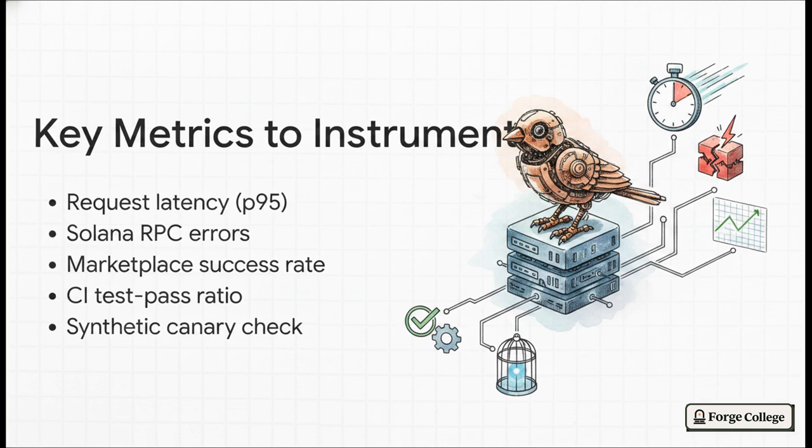I mean, if the blockchain node you're talking to decides to just drop connections, you need to know instantly. We're also tracking external marketplace success rates and your CI test pass ratio. This helps you seamlessly tie new code updates to any live production issues. And lastly, we're implementing a synthetic canary check. Think of this as a little robot health inspector that periodically pokes your app and asks, "Are you still alive?" It's a lifesaver for catching outages before your actual users even notice something's wrong.